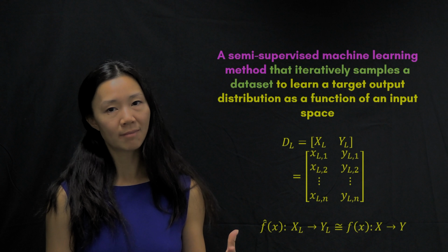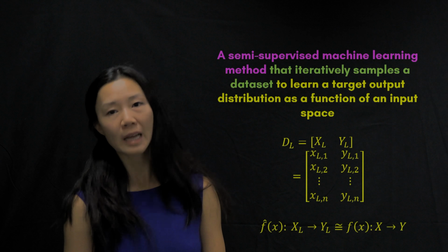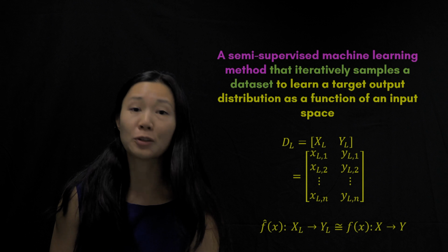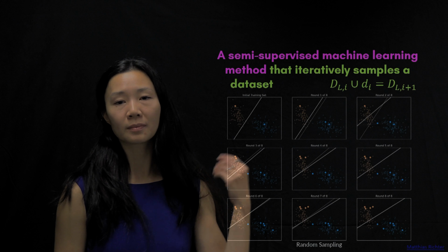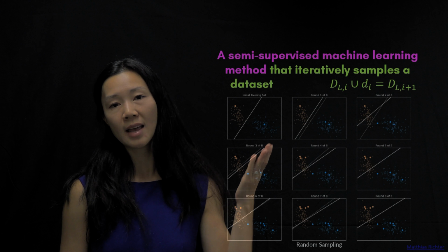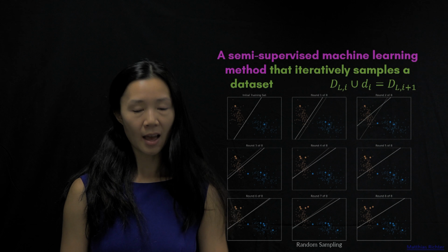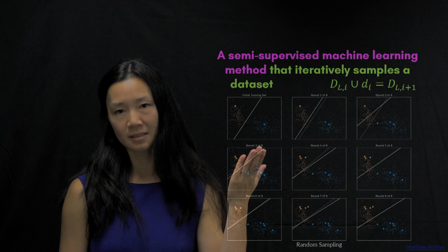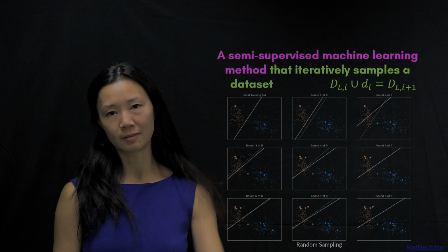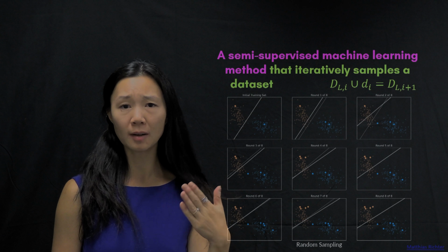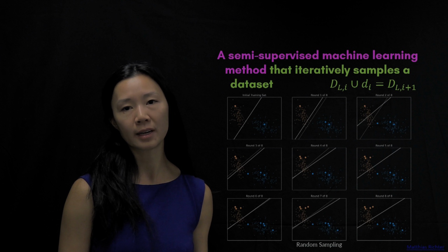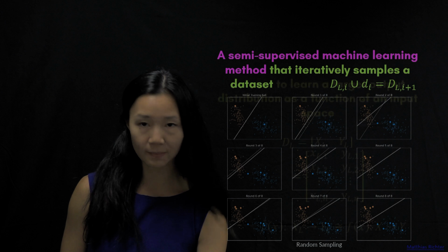Your job then, as the active learner, is to learn a target output distribution as a function of an input space. Using that previous example, the input space in this case is the location of the dot. It can be an XY coordinate, and then the output is the class of that dot. It's blue or orange, depending on the color of your screen. Your job then is to learn this boundary that separates blue from orange dots.